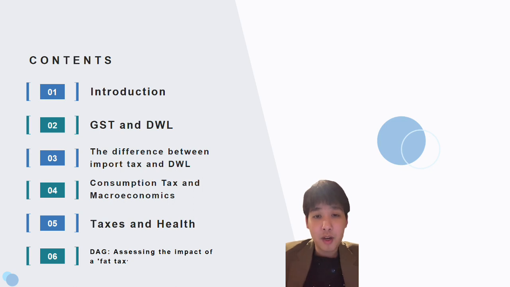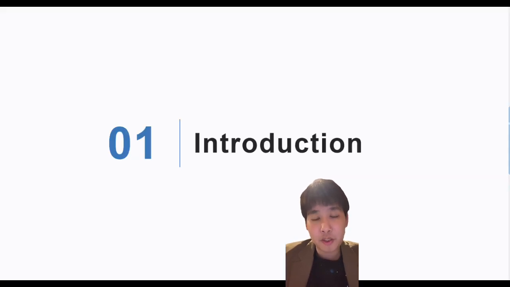There are 5 parts. The first one is the introduction, the second one is the GST and the DWL, the third one is the difference between import tax and the DWL, the fourth is the consumption tax and the economy. The fifth part is tax and health. The final part is how DAG assesses the impact of the fat tax. And the first part is the introduction.